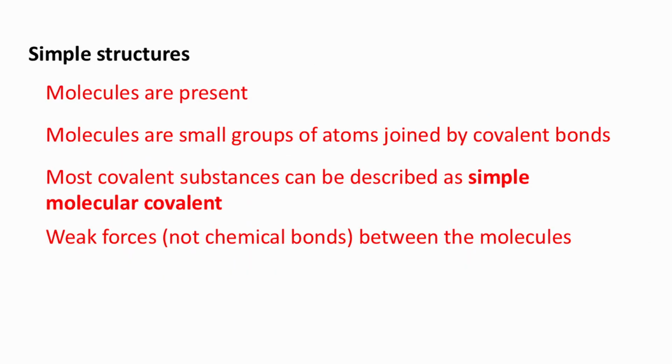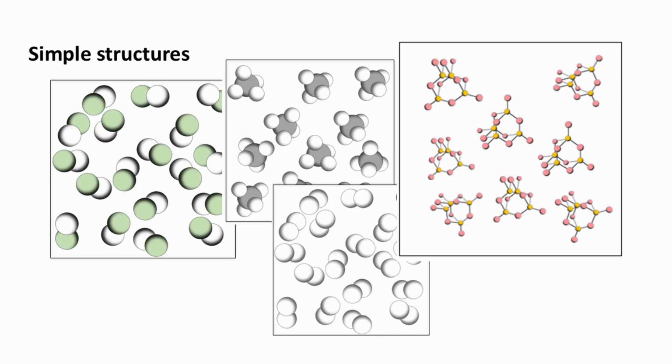Next, let's look at simple structures. Molecules are present in simple structures, small groups of atoms joined by covalent bonds. Most covalent substances can be described as simple, molecular, covalent. Weak forces occur between the molecules, not chemical bonds. These diagrams represent simple molecular covalent substances in the gaseous or liquid states. You can see that the molecules are not arranged in a regular repeating pattern or lattice.